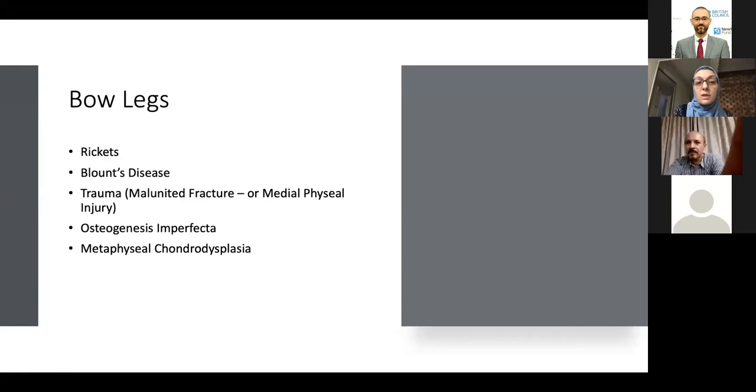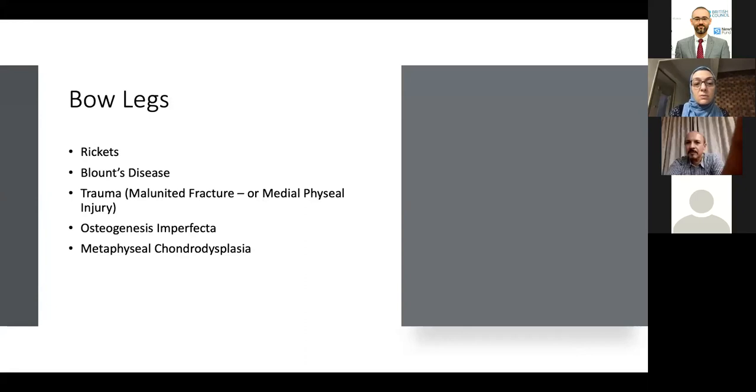Abnormal causes of bow legs include rickets, of course, Blount's disease, which I'm sure was nicely spoken of in the earlier lectures a few days ago. Trauma, malunion, or physeal arrest can result in abnormal growth and then result in deformity. Osteogenesis imperfecta, due to fracture and healing, results in bowing of the bones.